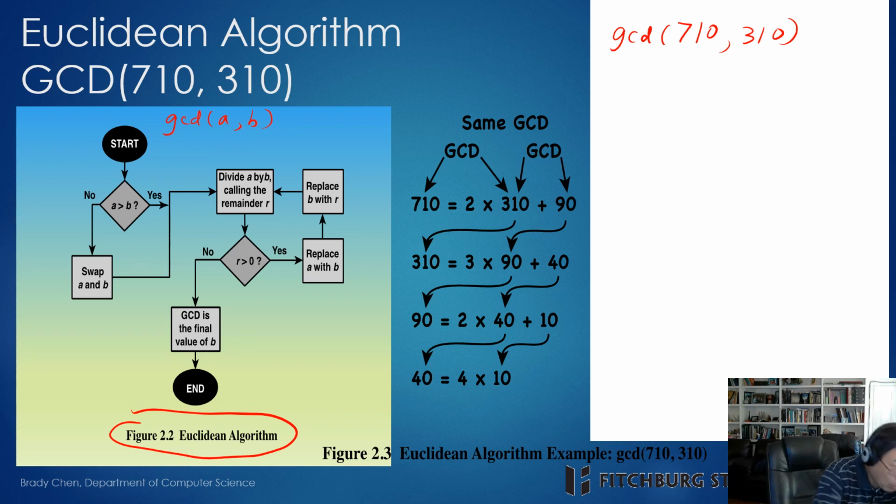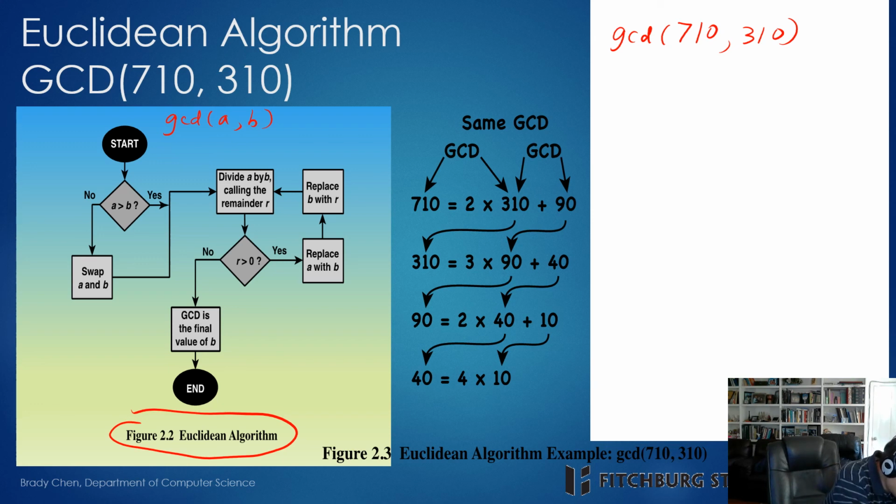And this also won't change the result, because the greatest common divisor of A and B is the same as the greatest common divisor of B and A. It doesn't matter if we switch the positions of A and B, but to make it consistent, we always do the switch.